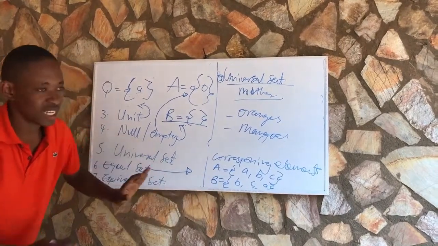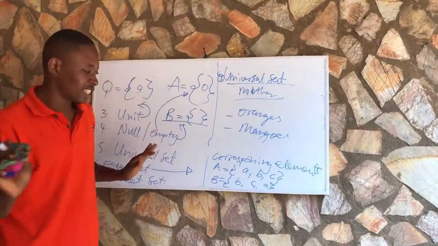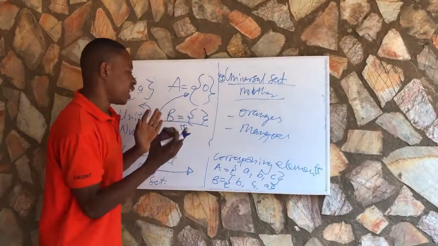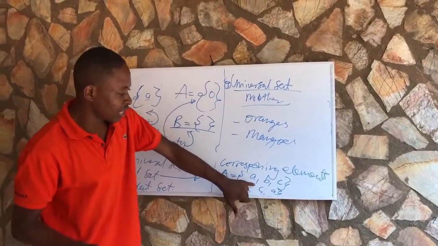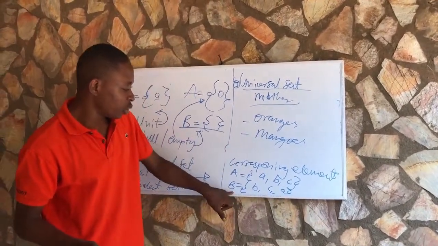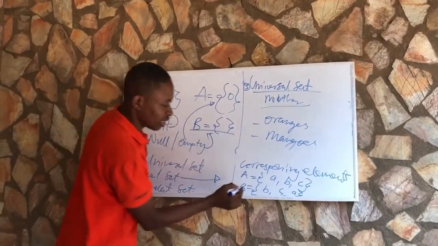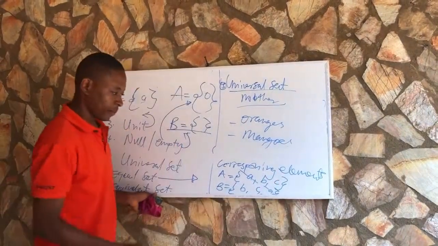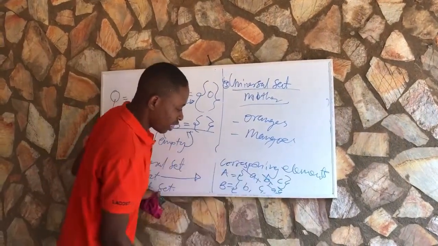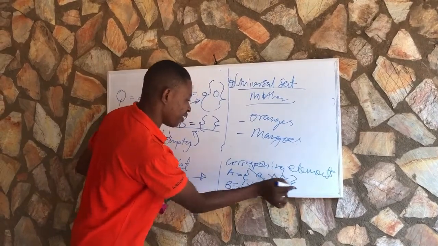So in sets, the way the elements have been arranged doesn't matter, but what the set contains is what matters. Looking at set A, it contains A, B, C. Set B contains B, C, A. But they contain corresponding elements, which means you can find A here, you can find A here, you can find B here, you can find B here, you can find C here, you can find C here.